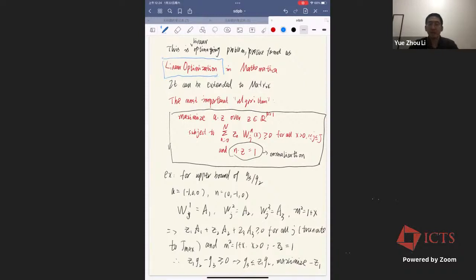Okay, does it make sense? Are there any questions? If not, I'm going to show what Mathematica looks like.